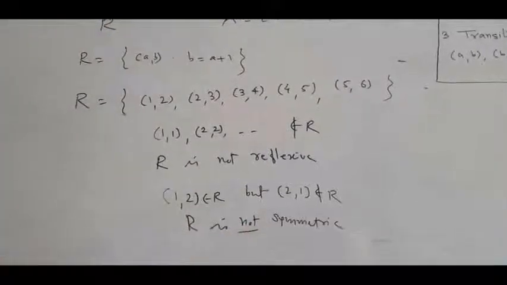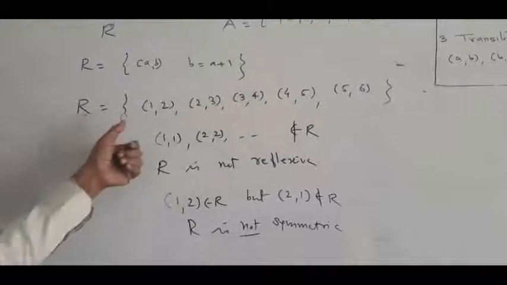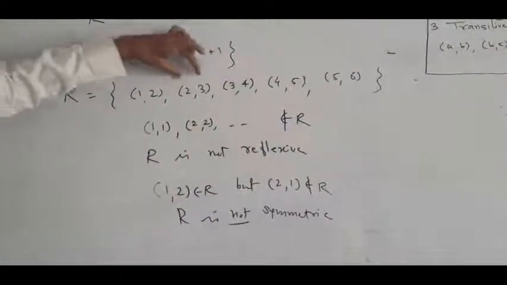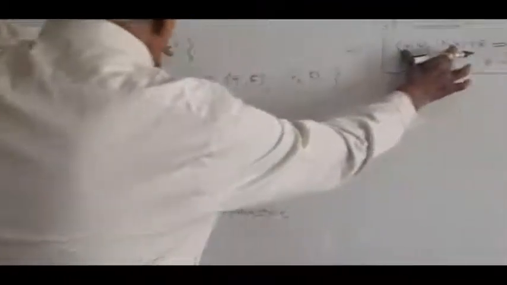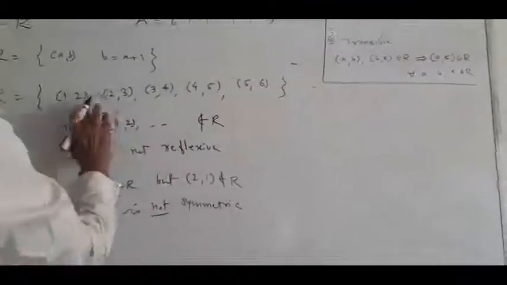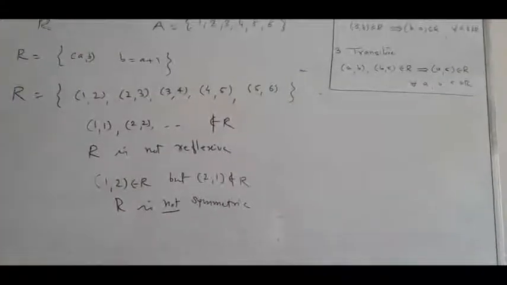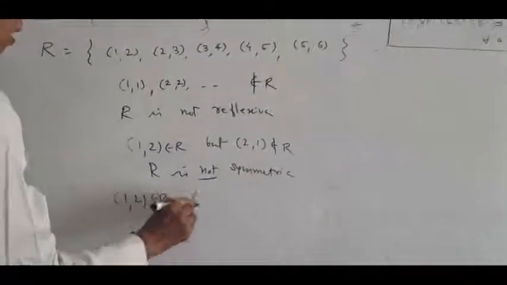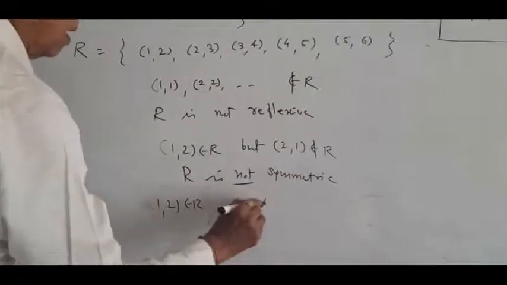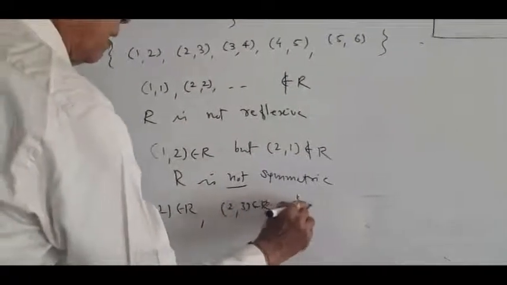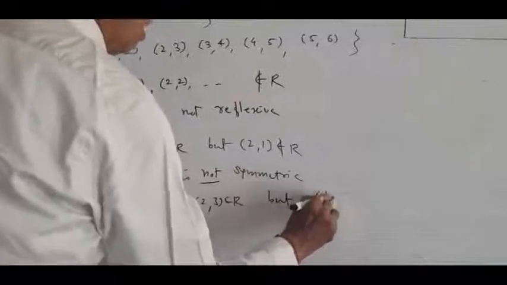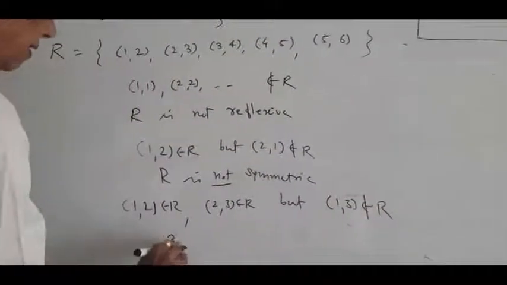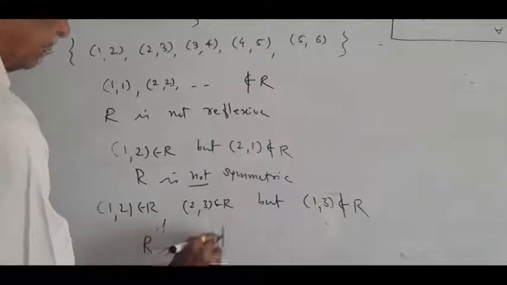Right? Now we think about transitive. Here (1, 2), (2, 3), (1, 3). (1, 2) belongs to R, (2, 3) belongs to R, but (a, c) is (1, 3) and (1, 3) is not here. This is not transitive. (1, 2) belongs to R, (2, 3) belongs to R, but (1, 3) does not belong to R. R is not transitive.